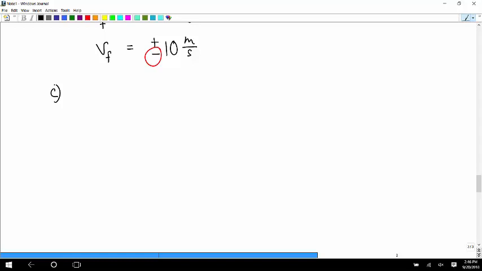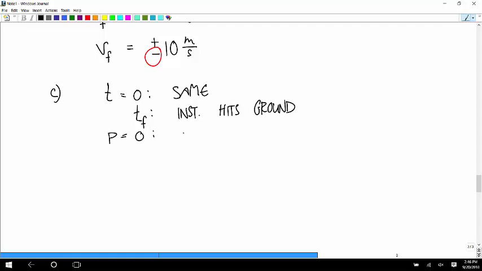We can still use the same time equals 0. Time final now is going to have to be the instant it hits the ground. Position equals 0. I'm going to just keep these the same.